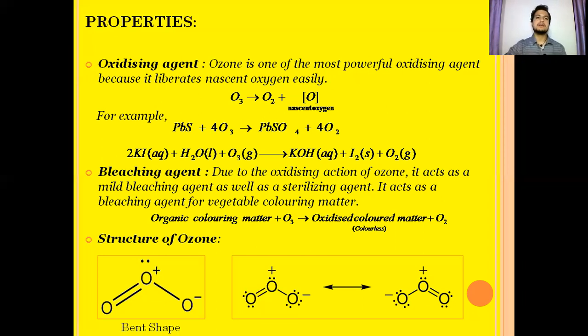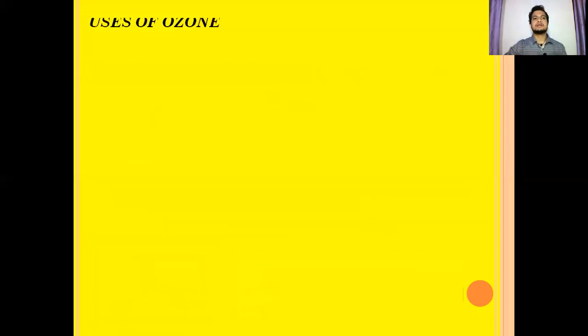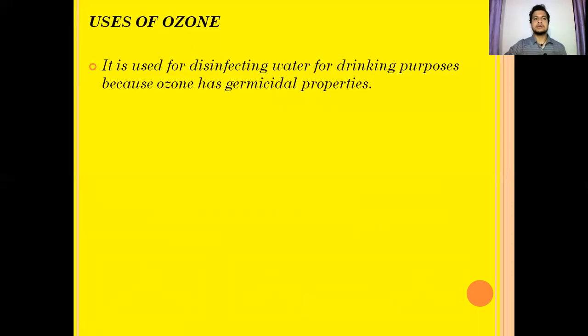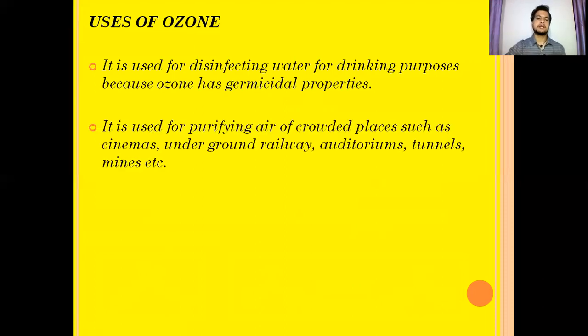Now coming to the next, that is the use of ozone. Where do we use ozone? It is used for disinfecting water for drinking purposes, because ozone has germicidal properties, as I have told you. It is quite an oxidizing agent, so it oxidizes various pathogens, viruses and bacteria.